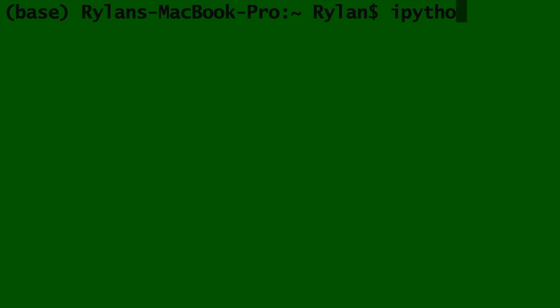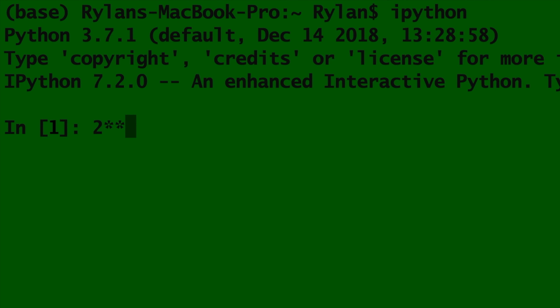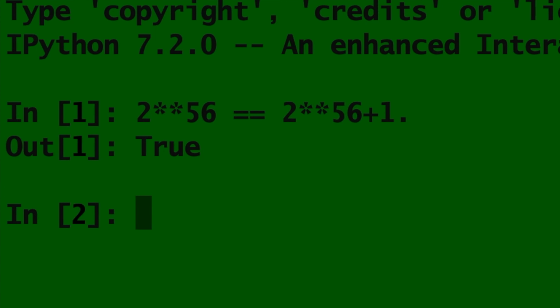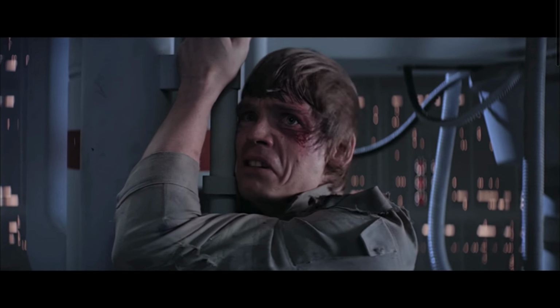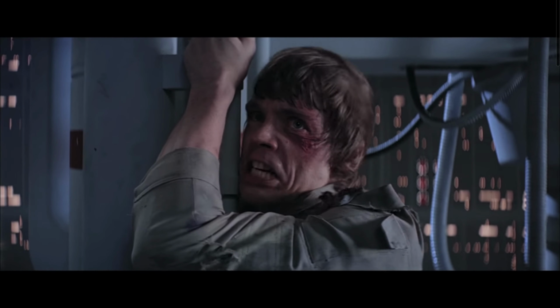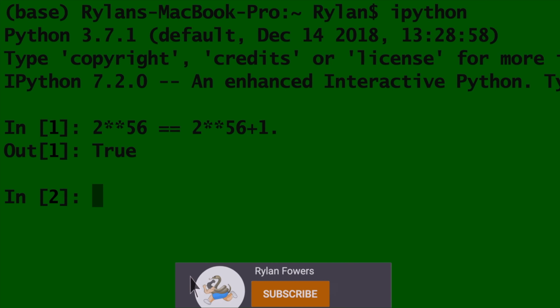Let's see how good of a programmer you are. We'll take 2 to the 56 equals 2 to the 56 plus 1. And what? True? True? How? Impossible! No! It's not true! That's impossible! What the devil is going on here?